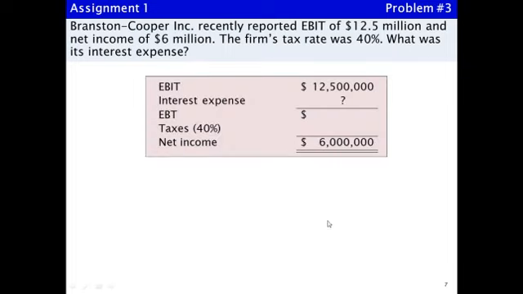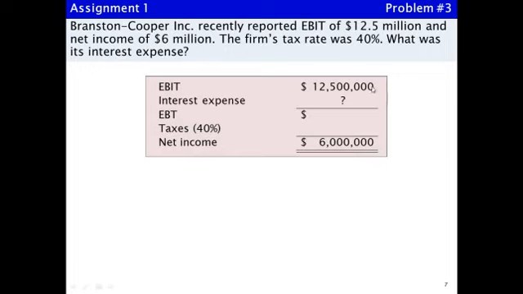Number 3. Branston Cooper Incorporated recently reported EBIT of $12.5 million and net income of $6 million. The firm's tax rate was 40%. What was the interest expense? Okay, this little table summarizes what we're given and what we need to figure out. We're given EBIT of $12.5 million. We're given net income of $6 million. We need to determine interest expense.